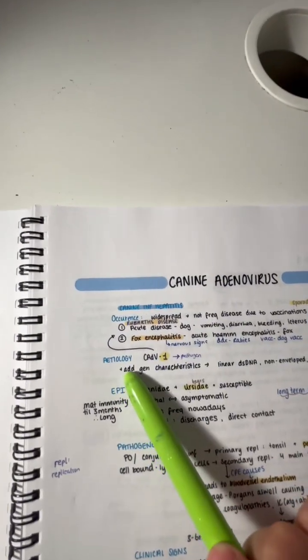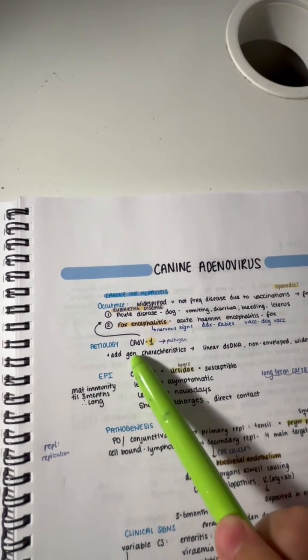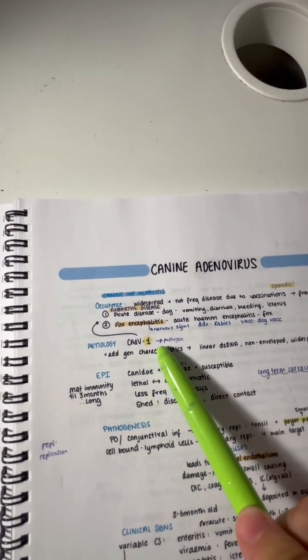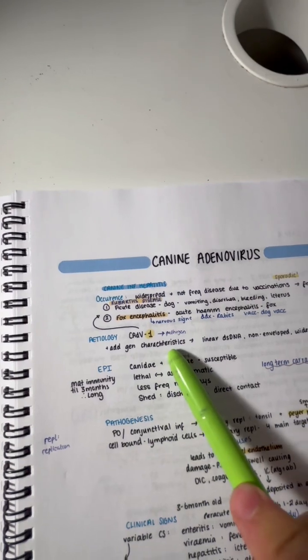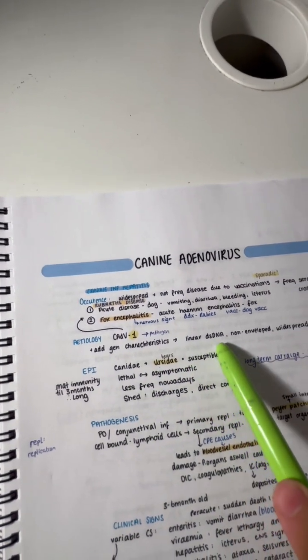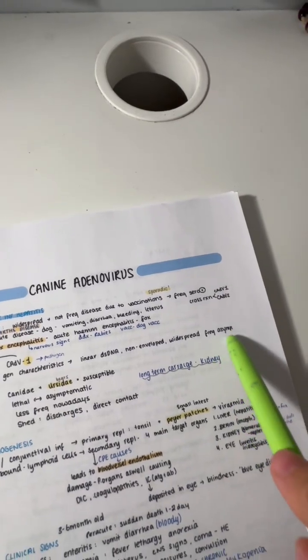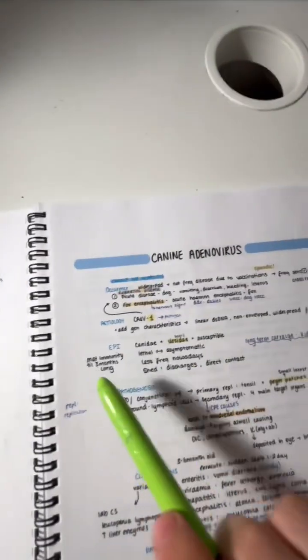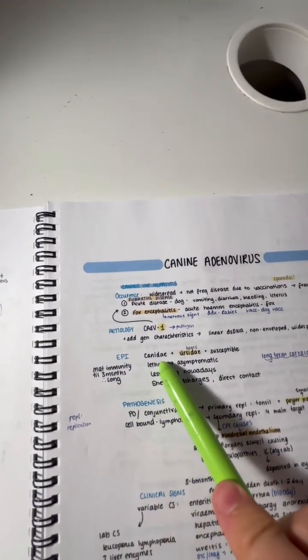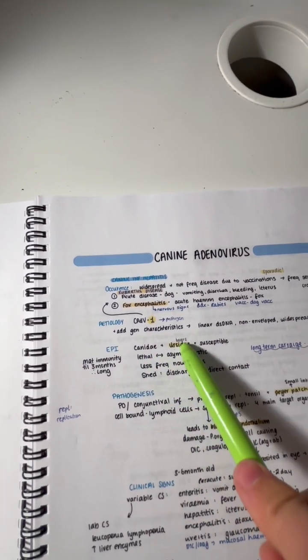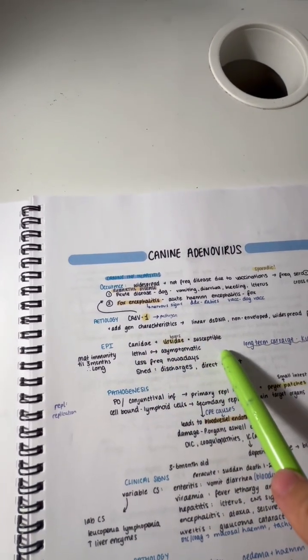So, the etiology of the disease. The pathogen is canine adenovirus 1. The general characteristics are: it has a linear double-stranded DNA, it's non-enveloped, it's widespread, and it's frequently asymptomatic. The epidemiology is: it affects Canidae, which are dogs, and Ursidae, which are bears. These are both susceptible to the disease.